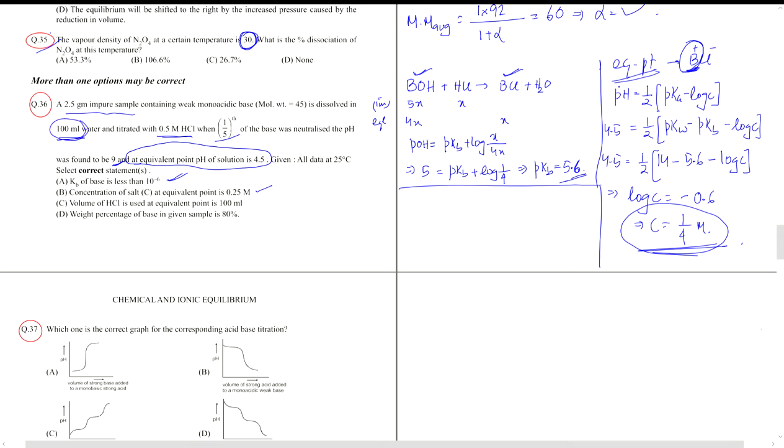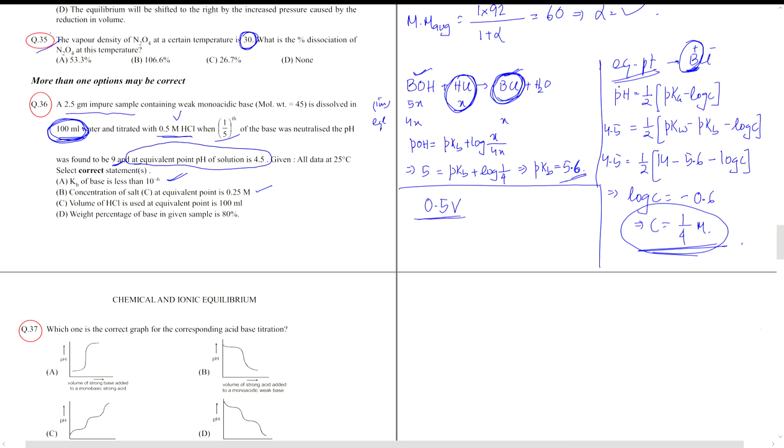Okay, so we have 100 ml of water to begin with, and we do not know how much of HCl we have added. Let's say we have added V volume of HCl. So the amount of HCl which you add will also be equal to the amount of BCl which will be formed. The number of moles of HCl added is 0.5 into V. This is also equal to the number of moles of BCl formed.